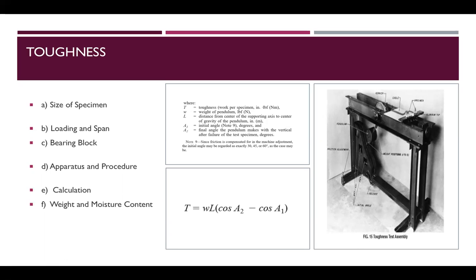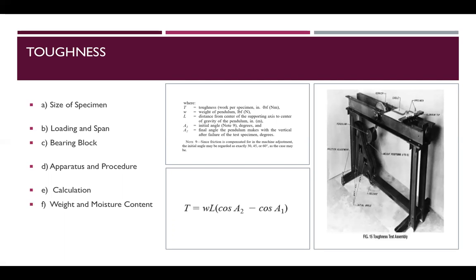The bearing block is an aluminum top, as we can see here in the figure, having the radius of 3/4 inch or 19 millimeters shall be used in applying the load. So for the apparatus and procedure, the test in pendulum type toughness machine, this is the toughness test machine or test assembly.